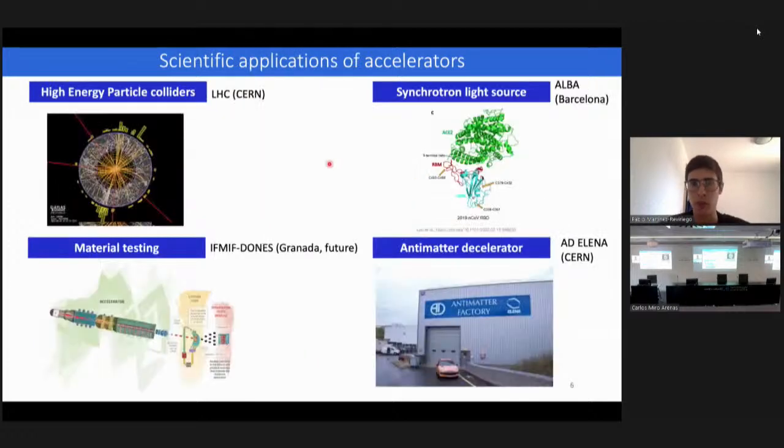Some examples of application of accelerators can be found in high energy particle colliders, such as the LHC at CERN, the synchrotron light sources, for example, ALBA in Barcelona, and material testing. An example in the future will be IFMIF-DONES, which is being developed in Granada, or another example could be an antimatter decelerator, such as the ELENA here at CERN.